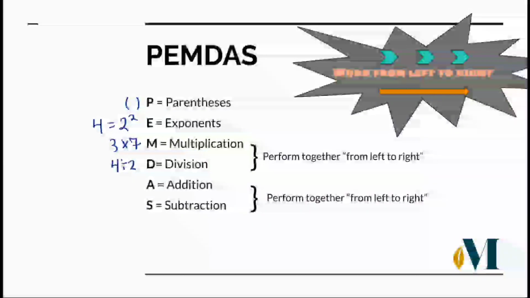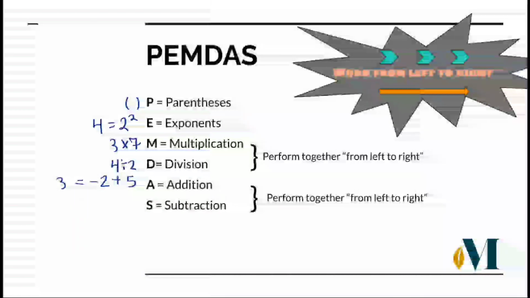Okay, so once we've done the parentheses and exponents, and tackled the multiplication and division together, then it's on to addition and subtraction. So let's say you have negative 2 plus 5. Well, that's going to be 3. If we are doing subtraction, let's say you have 5 minus 1. Then we can simplify that to just 4, tackling it from left to right, understanding what comes first.